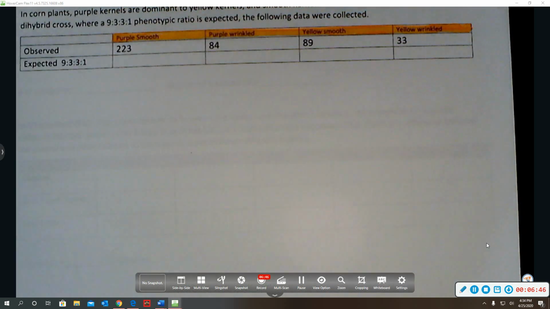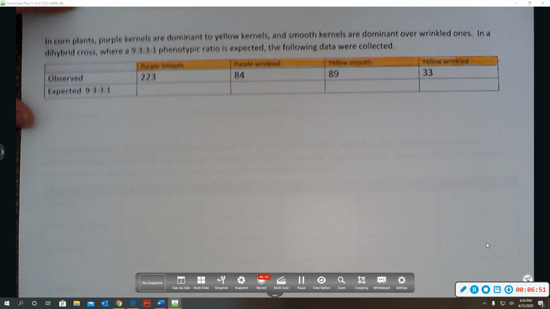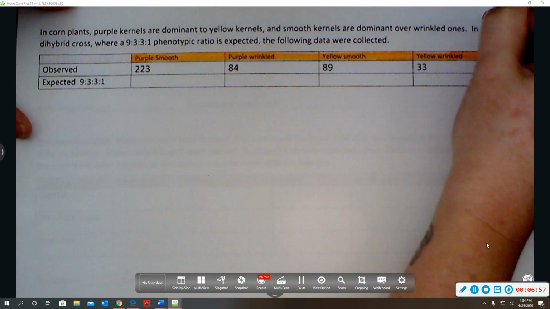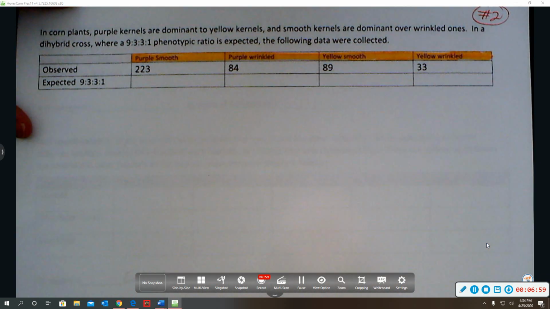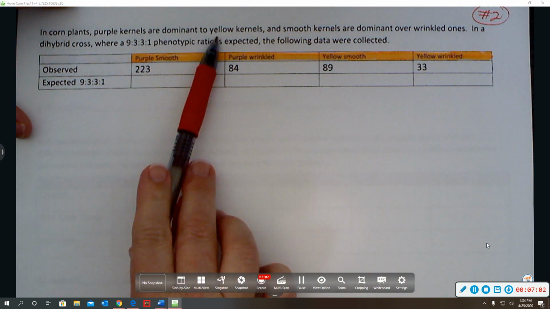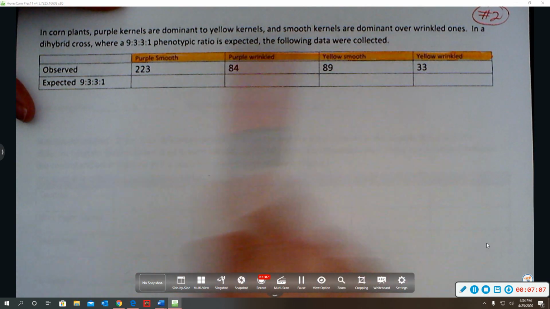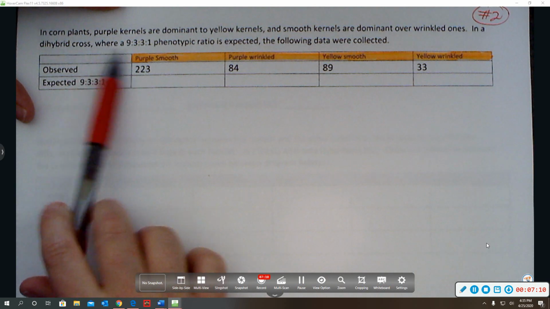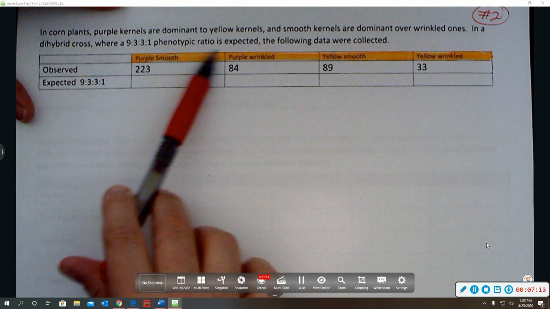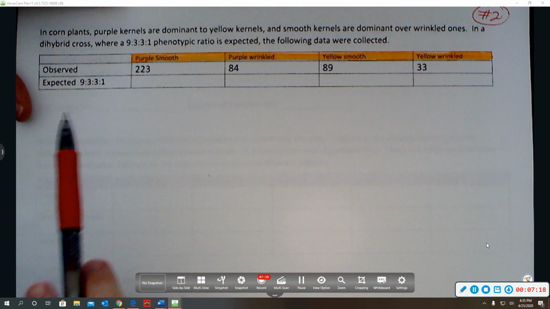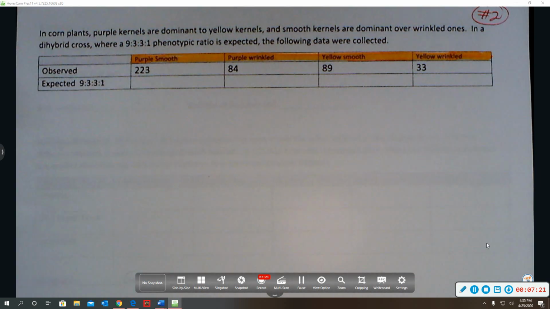All right, let's take a look at our next problem. This one will be a little harder, but it's still a genetics problem. This one would have belonged to a dihybrid cross. All right, in corn plants, purple kernels are dominant to yellow kernels. Smooth are dominant over wrinkled. In a dihybrid cross, where there's a 9:3:3:1 phenotypic ratio that's expected, the following data is collected. Okay, so let's see, what do we need to do here?